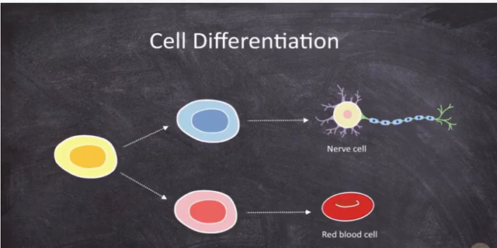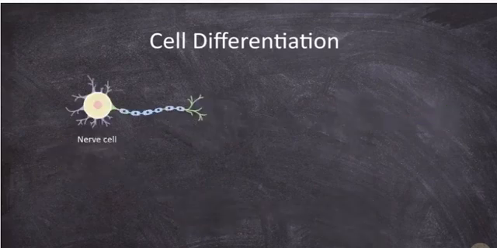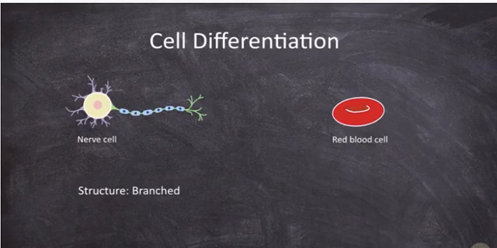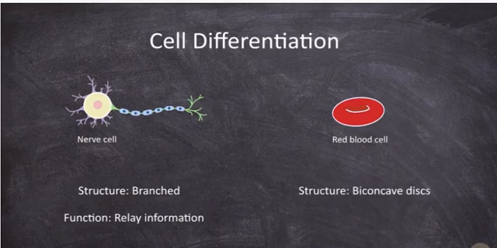For example, in humans, you can have nerve cells, blood cells, and many other types of cells, which all have different structures and functions. Nerve cells are branched and function to relay information throughout the body. Red blood cells are biconcave discs and function to carry oxygen around the body.